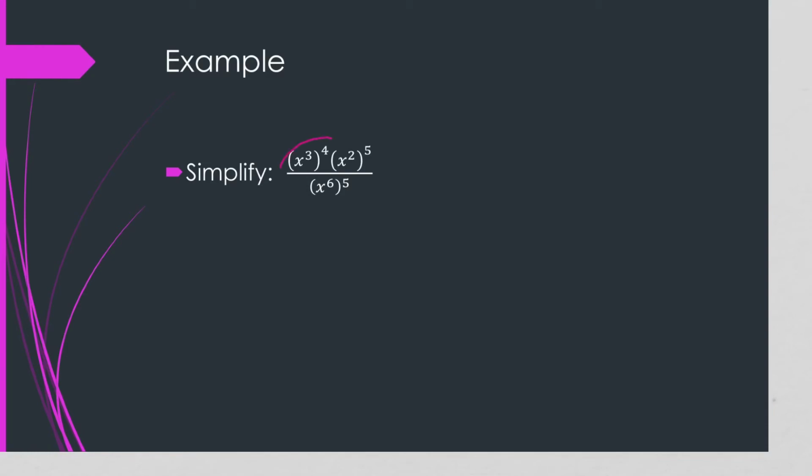So let's do this piece first. You've got a power raised to a power, which gives you x to the 12th. Let's do this piece next. You've got x to the 10th over, and we're going to do this piece, x to the 30th power. Now remember, according to our rules, if we have the same base and we're multiplying, which two variables that are next to each other are being multiplied, you add your exponents together. So we would have x to the 22nd power over x to the 30th power.